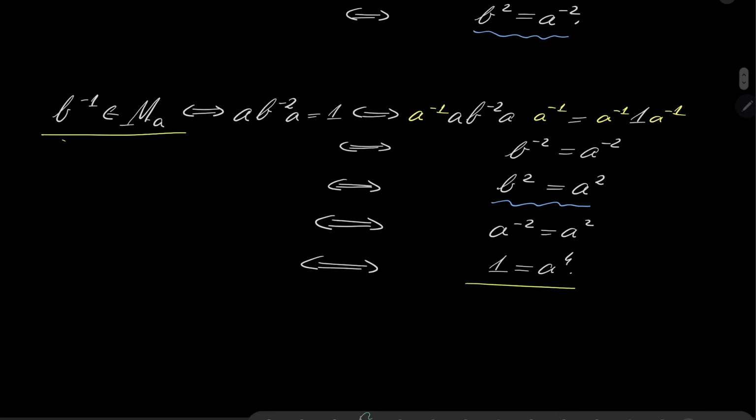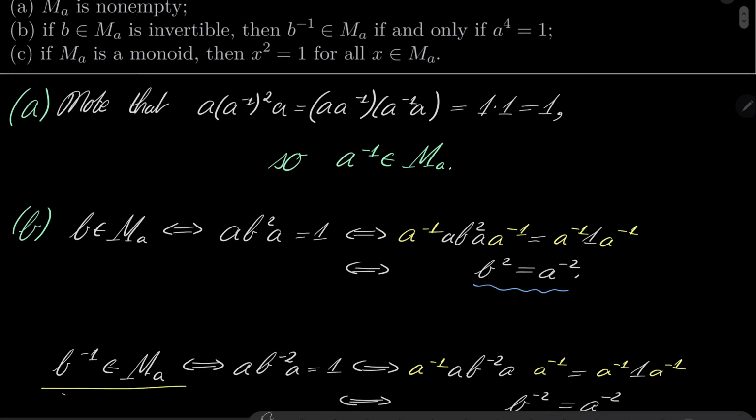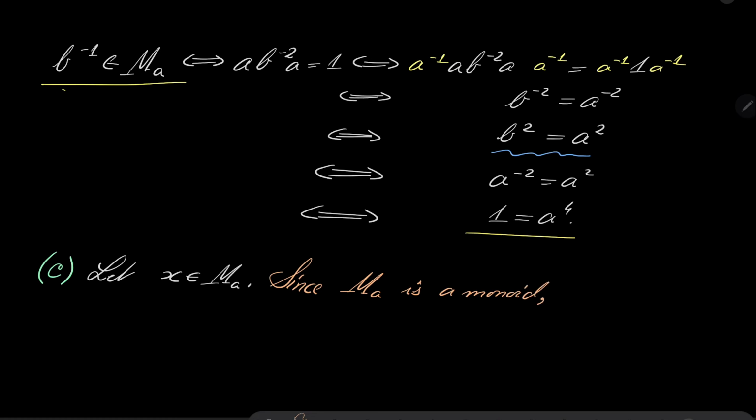And finally, part C, what we wish to show is that x squared equals 1 for all elements of our set M sub A, provided that it is a monoid. So let x be an element of our set M sub A. Since it is a monoid, we have also that x times x, which is x squared, is also an element of our monoid.